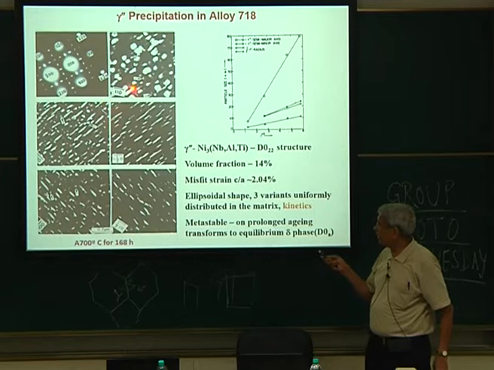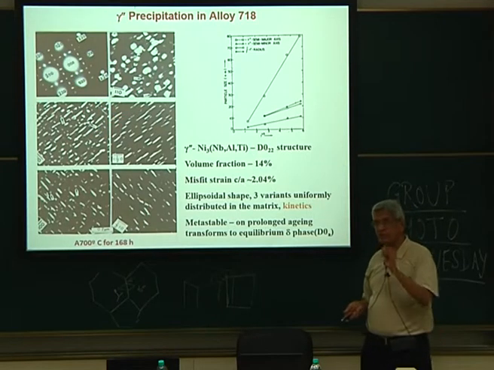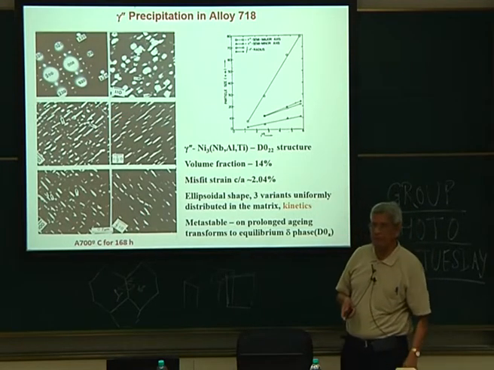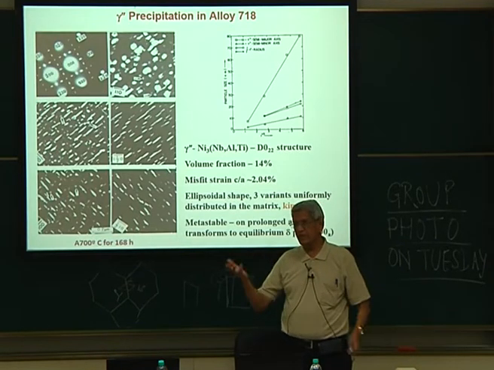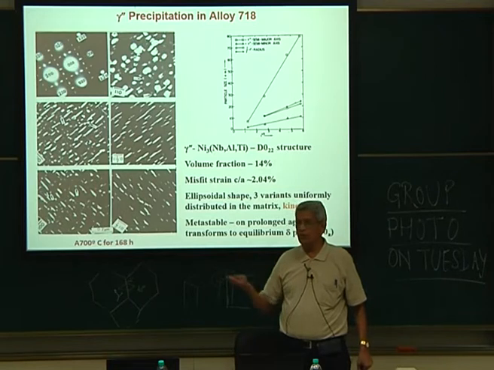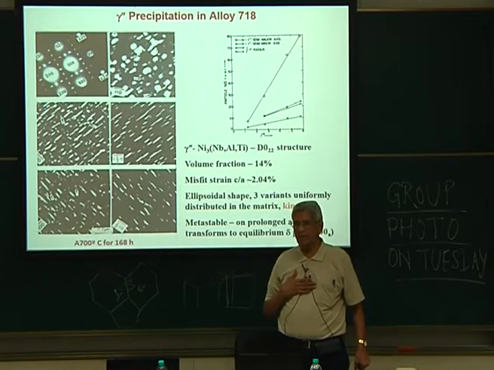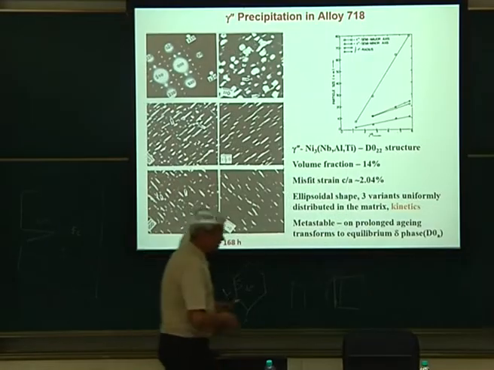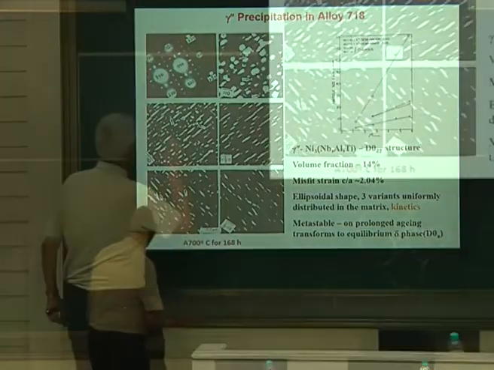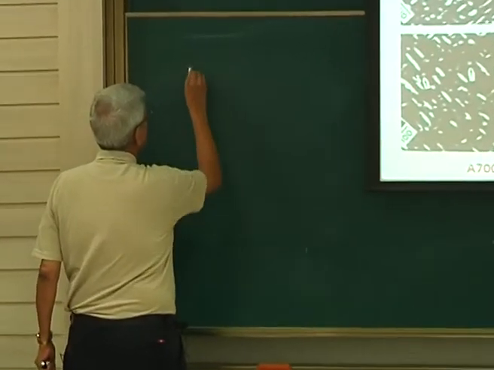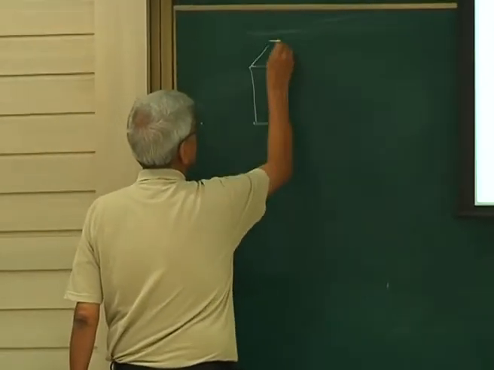And in fact, since it is a tetragonal phase, if it forms in an FCC matrix, what are the different orientation variants it can have? The lattice parameters are almost identical. Then what will happen? Essentially, three variants can come, since this is a tetragonal structure.